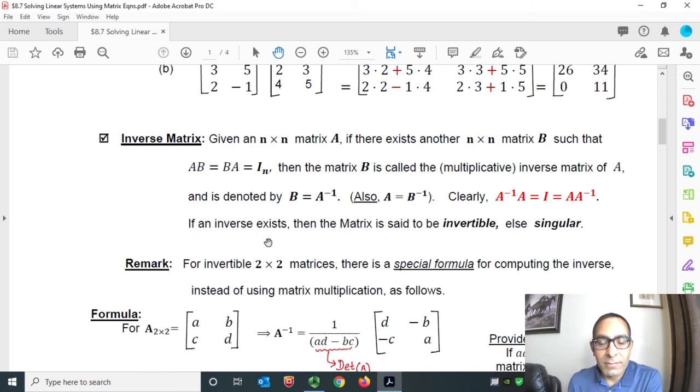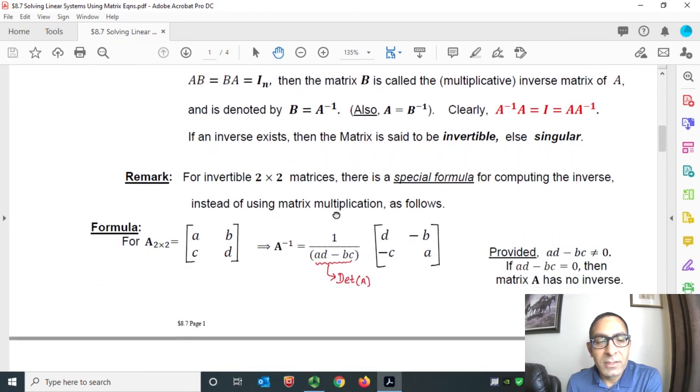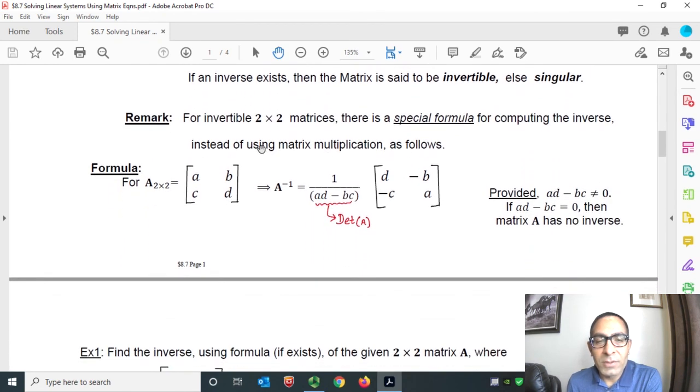If an inverse exists, then the matrix is said to be invertible, otherwise the matrix is called singular. Next, quick remark. For invertible 2 by 2 matrices, there is a special formula for computing the inverse instead of using matrix multiplications. So the formula for finding the inverse of a 2 by 2 matrix, for a given 2 by 2 matrix A whose entries are a, b, c, d, its inverse is denoted by A inverse.